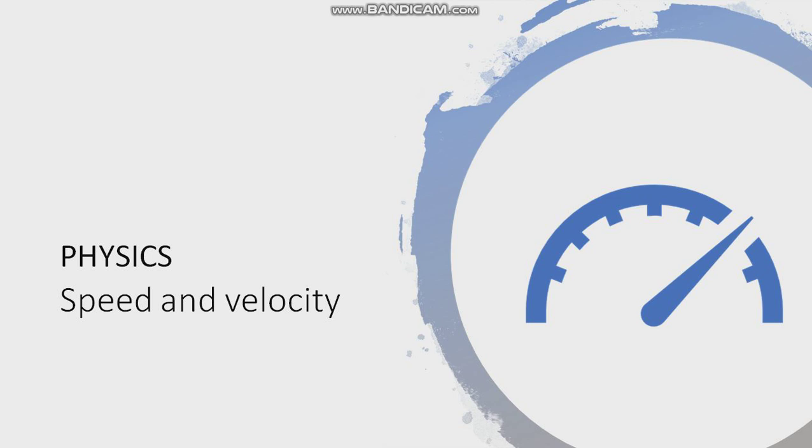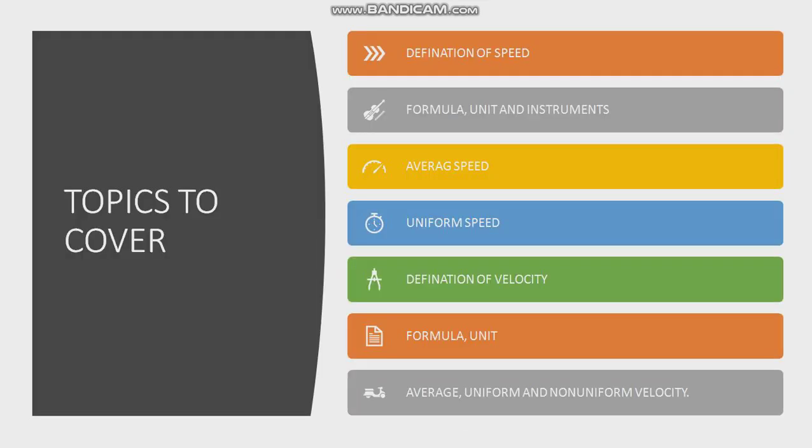Physics, speed and velocity, that's today's topic. The topics we need to cover are the definition, simple formula, unit, average speed, uniform speed, definition of velocity, formula, unit of velocity, and average, uniform and non-uniform velocity. Maybe in today's session we'll study the first four things: speed, average speed, and uniform speed. In the next video I will make the session on velocity. So today let's see completely what speed is. Let's start.